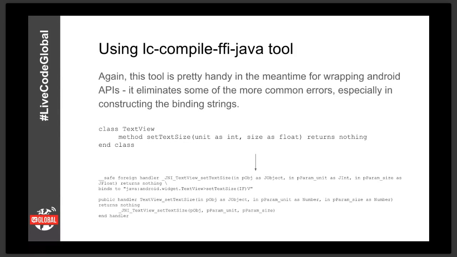I've got a little section on tooling here, which Mark's already covered some of. I just wanted to give you an example of the lccompile FFI Java tool. So it's pretty handy for avoiding these errors in binding strings. Here's a little example of what you would get. You just look at the text view API and see this method, and then that would get converted by the tool into this code, and then you can just directly call text view to set text size.